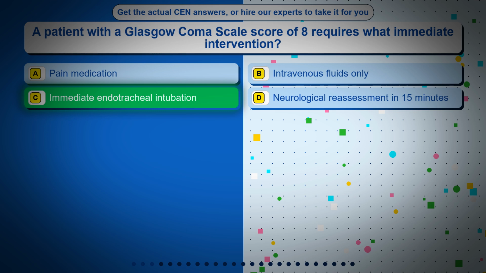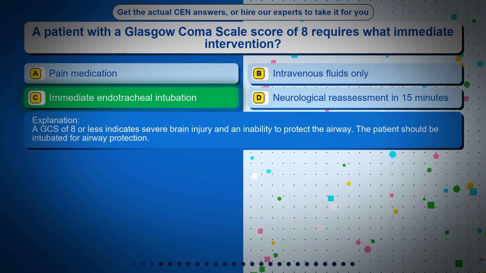The correct answer is option C. Immediate endotracheal intubation. A GCS of 8 or less indicates severe brain injury and an inability to protect the airway. The patient should be intubated for airway protection.